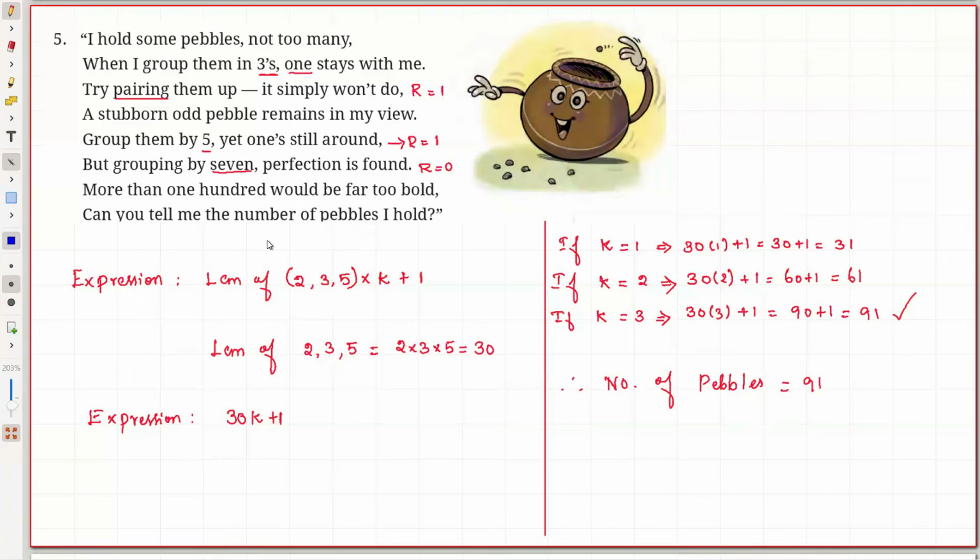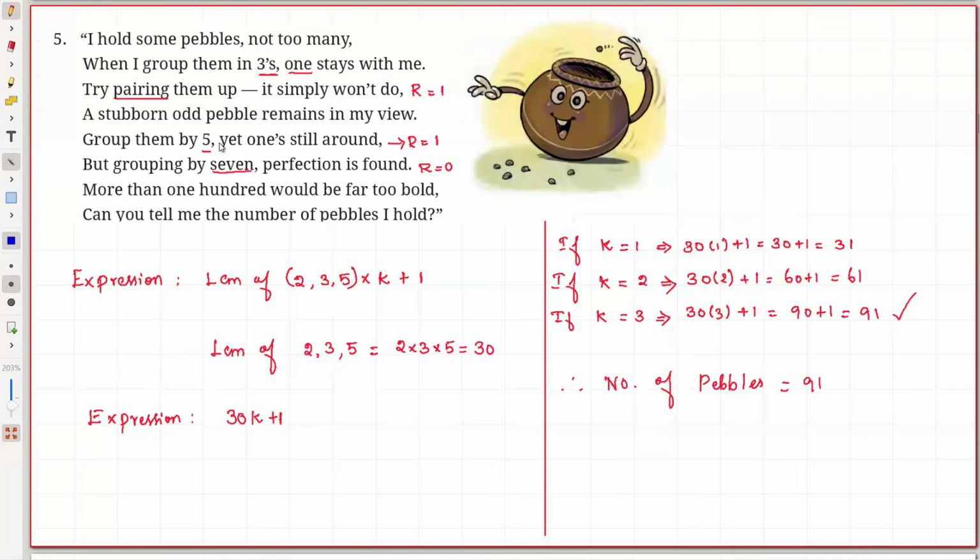Question number 5 is a puzzle. I hold some bubbles, not too many. When I group them in threes, one stays with me. That means when I divide by 3, the remainder is 1. Next, while trying to pair them, that is 2, 2, it simply won't do. The remainder is not coming as 0. A stubborn odd one remains in my view. That means for 2, the remainder is coming as 1.